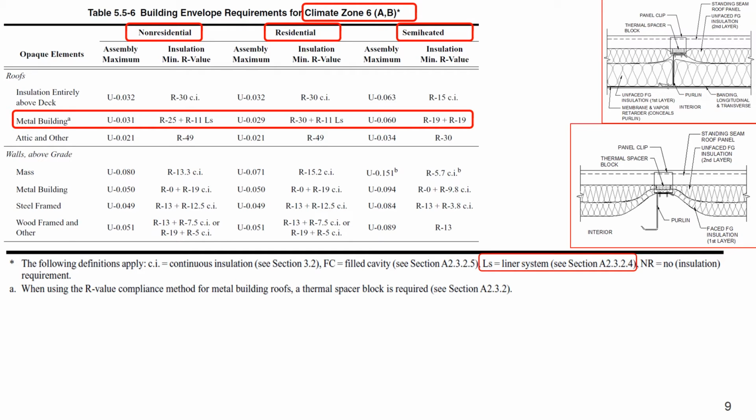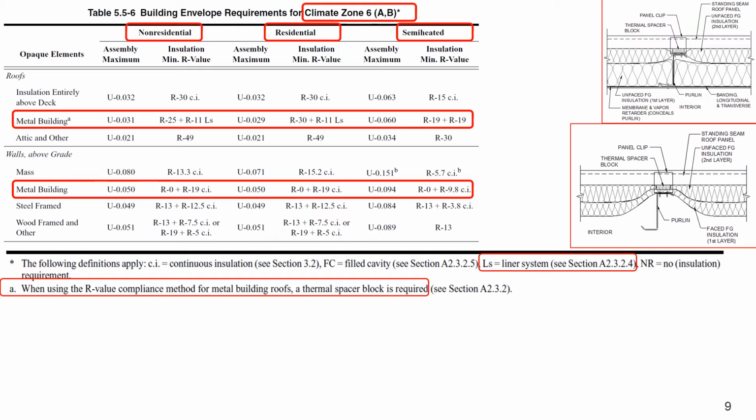This semi-heated includes two layers of insulation, where the first layer is installed perpendicular to the purlin, compressed at the purlin in a standing seam roof for this particular example, and the second layer is also installed, but in parallel to the purlins. First layer is faced, second layer up above is unfaced. This note A, regardless of whether you have two layers, double layer semi-heated, or the liner system, assumes you have an R3 thermal spacer block, which is outlined in Table A3.2.3.